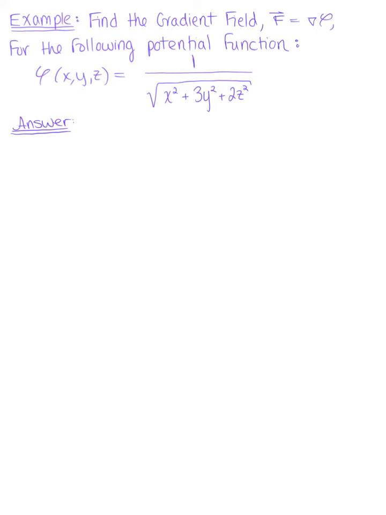Find the gradient field for the following potential function. So we have phi of x, y, z here. So we know that we're going to need to find three partial derivatives. And I'm actually going to start here by rewriting this given function to get it ready for differentiation.